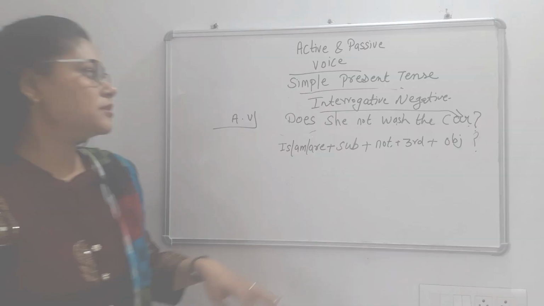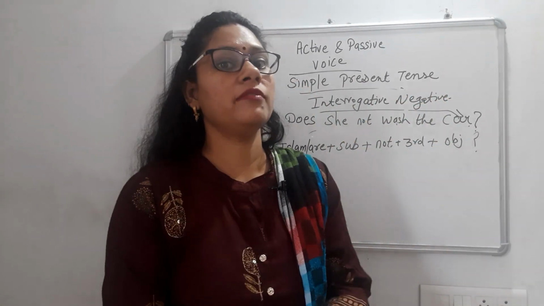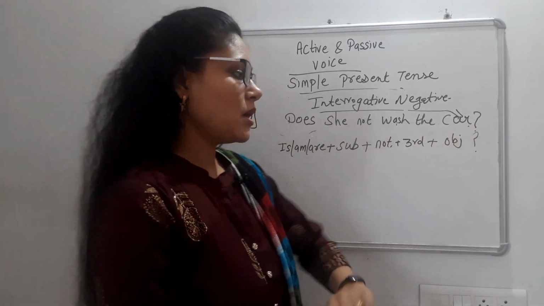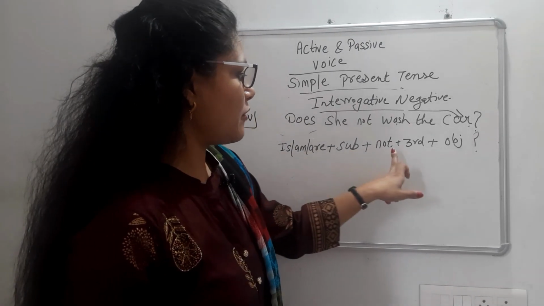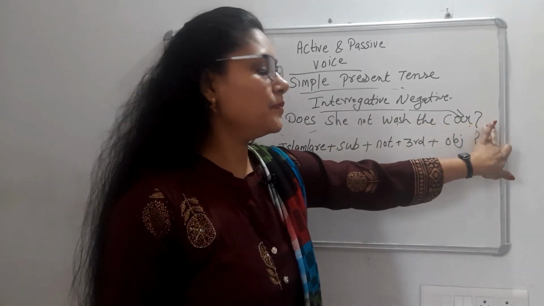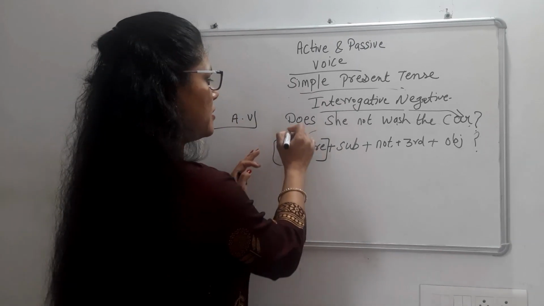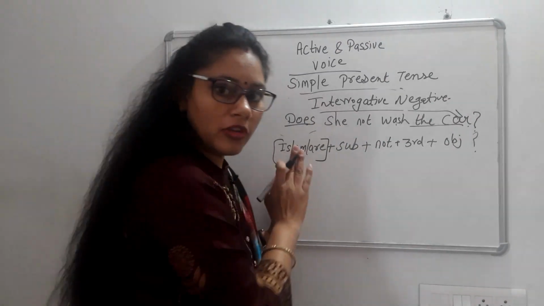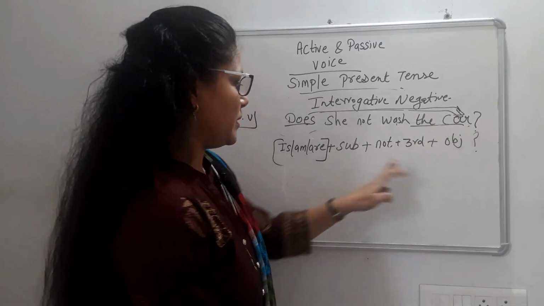So today we will learn now about interrogative negative sentences, meaning how to change interrogative negative active voice into passive voice. Now look here, does she not wash the car? How to change? Firstly we write the helping verb, then the subject, after that not, then the third form, and after that the object, and these always end with a question mark. So now it will start with the helping verb. Here does is given, and here the object the car is given. This helping verb will be changed according to this object, and that object will be the subject here.